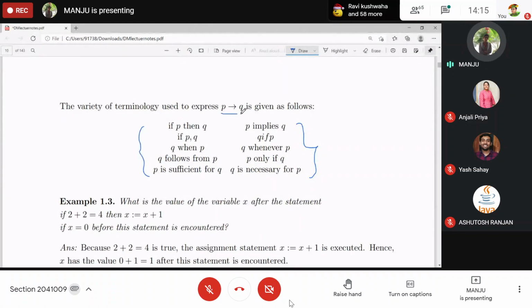P implies Q can be expressed in English in these ways. Okay. If is always coming with P, except one condition, that is only if. Only if comes with Q. Whenever is also coming with P. When is also coming with P. It could also be whenever P comma Q, when P comma Q. P implies Q. Q follows from P. P is sufficient for Q. Q is necessary for P. Okay.